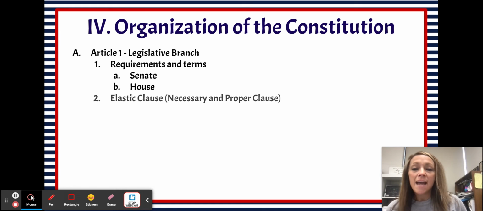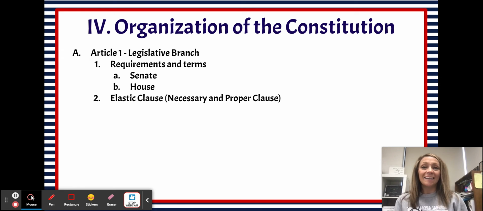All right, so next, one of the super important things about Article 1 is the elastic clause. The actual name for this is the necessary and proper clause. But the elastic clause is the part of Article 1 that basically says Congress has the power to make any law that they think is necessary and proper, okay? It can be found in Article 1 at the very end of Section 8, which is Clause 18. So Article 1, Section 8, Clause 18, okay?